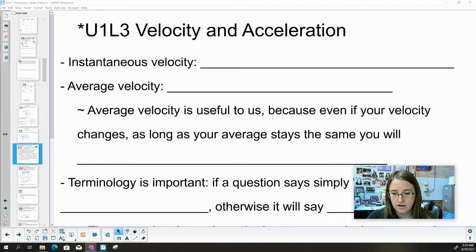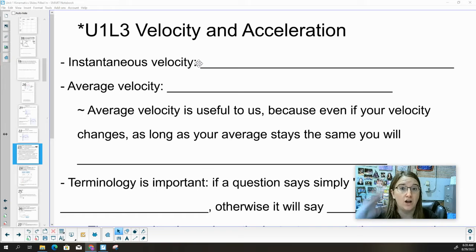Okay, looking at adding on here to talking about our motion. We're going to be talking about now velocity and adding on to acceleration. So a couple slides we're going to do here, a lot of fill in the blank stuff in this intro to velocity and acceleration. So velocity we know is speed, right?